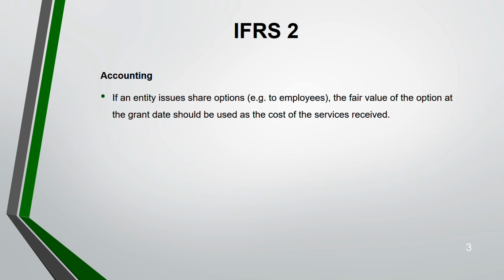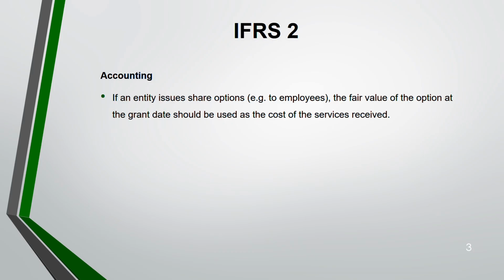If an entity issues share options to their employees, so for example, your employees are working for you. What are they doing? They are giving you a service by working there for n number of years. Rather than you paying them only in cash by giving them salary or wages, you are paying them share options in your company or shares. So that is share-based payment. So how do we account for that?